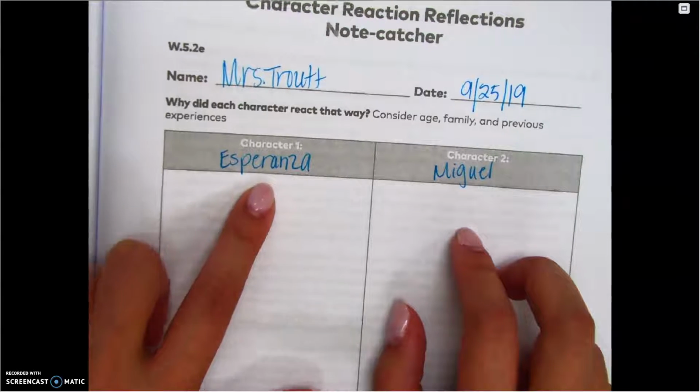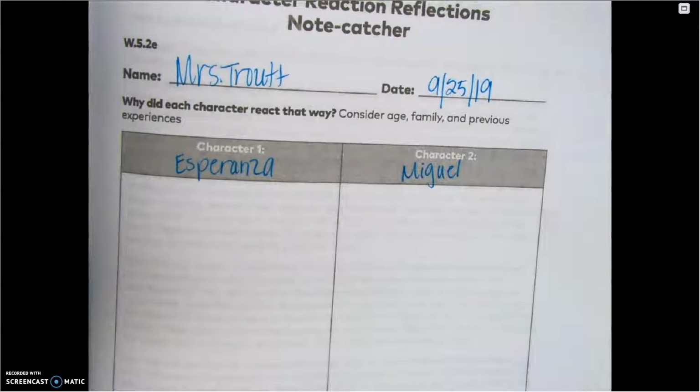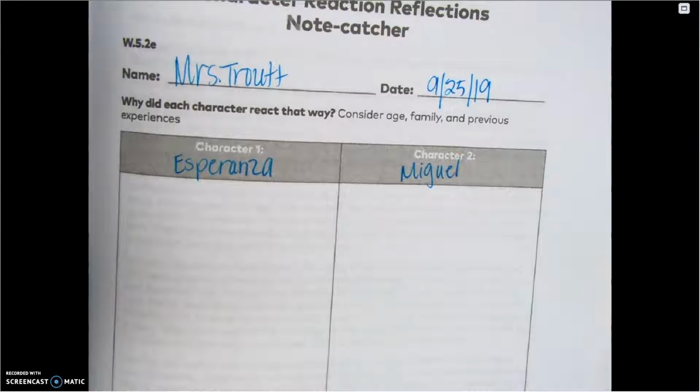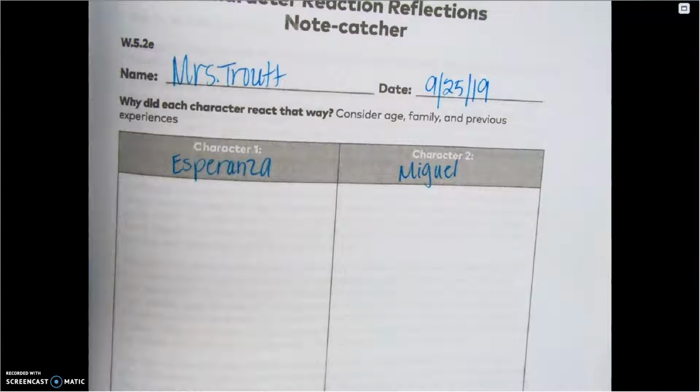And cut. Now, your characters reacted some type of way. Some were mad, some were sad, some were frustrated, some were reactive, some were proactive. Here's what you're about to do. On character 1, you're going to tell me why you think that character acted that way. So for me, the reason why Esperanza acted that way was because she was spoiled and she was used to people doing things for her. So when something bad happened, she didn't know what to do. She's never taken responsibility before.